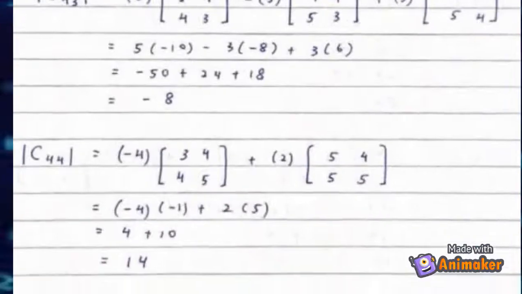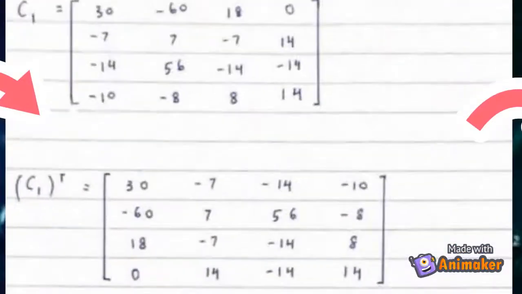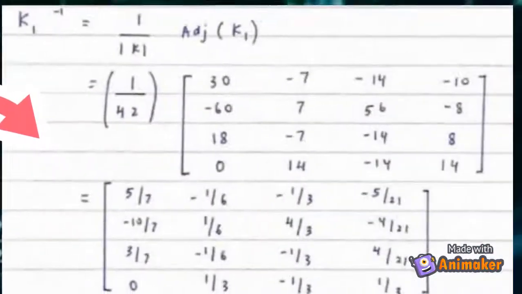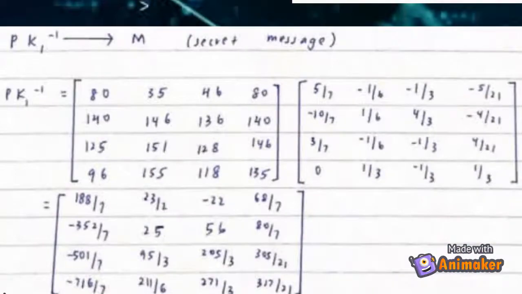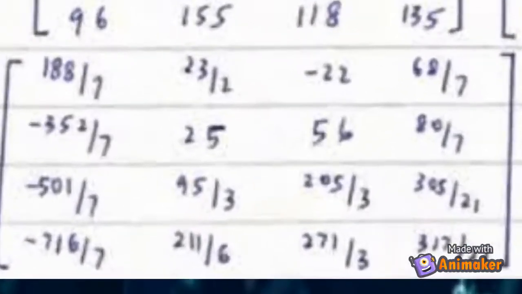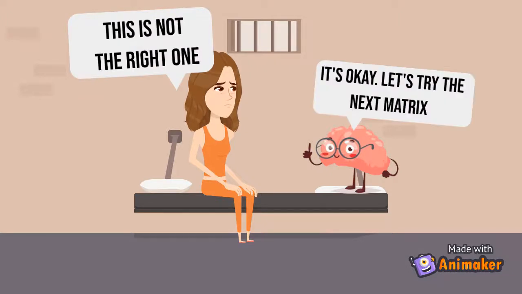After that, find the adjoint matrix of C1. Next, make an inverse matrix of K using the adjoint matrix of C1. Multiply matrix P and inverse matrix of matrix K to form matrix M. The code is wrong as we cannot justify the word. This is not the right one. It's okay, let's try the next matrix.